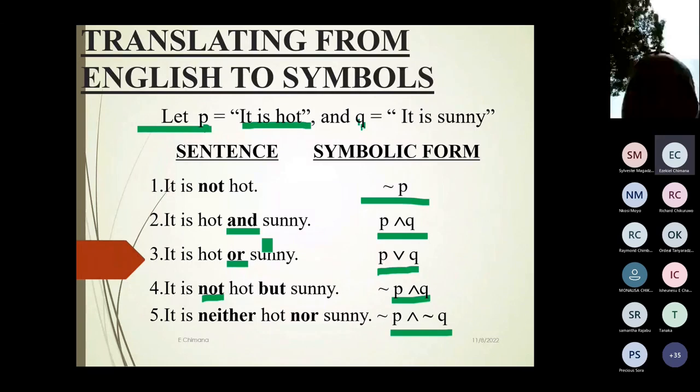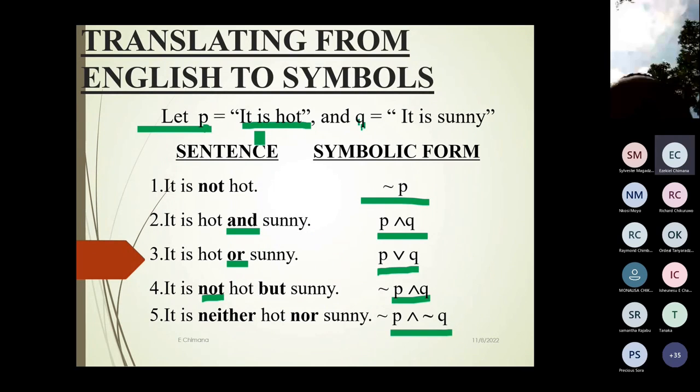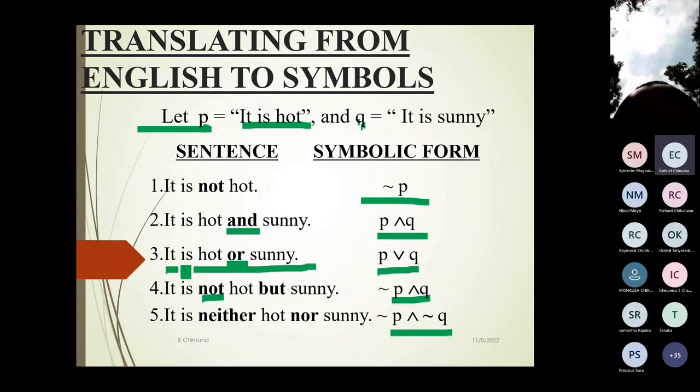If you are saying that it is either hot or it is sunny, which means it will be this statement: it is hot or sunny, because we are saying either hot or sunny, so it will be P or Q. Or you can say it is sunny or hot, which means it will be Q or P.